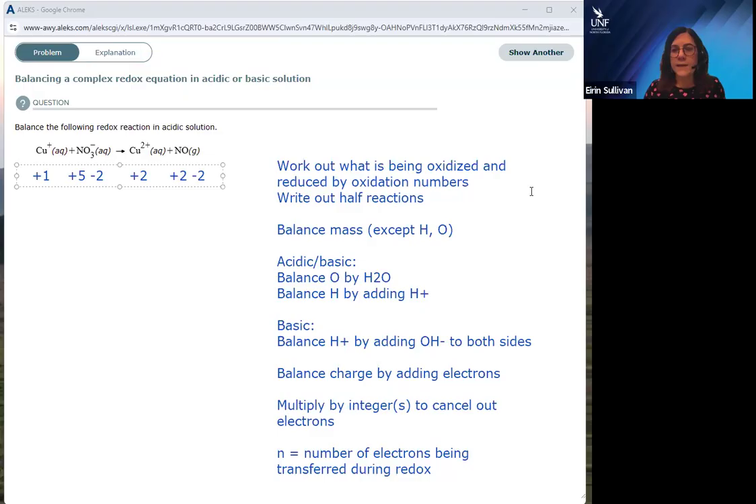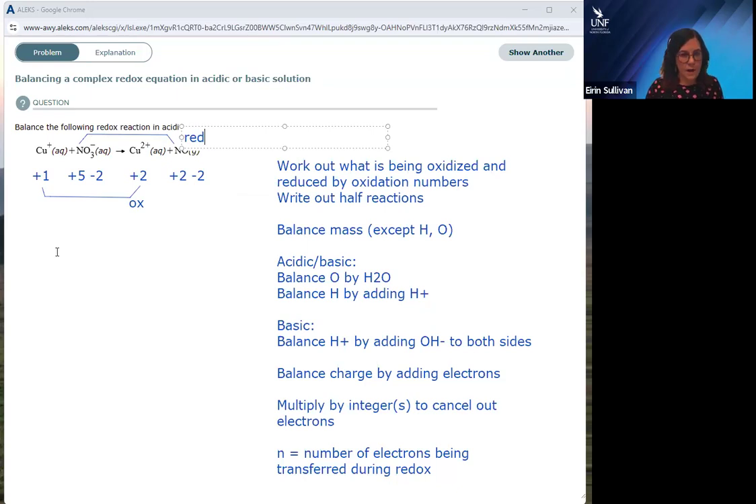Now we can identify what is being oxidized and what is being reduced. Copper is going from a +1 to a +2 oxidation state. That's an increase in oxidation number, so that is our oxidation half reaction. Nitrogen is going from a +5 to a +2 oxidation state. That is a decrease in oxidation number, so that's our reduction half reaction.